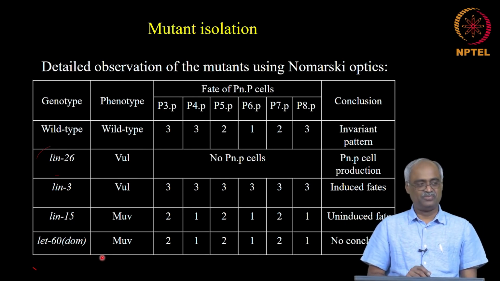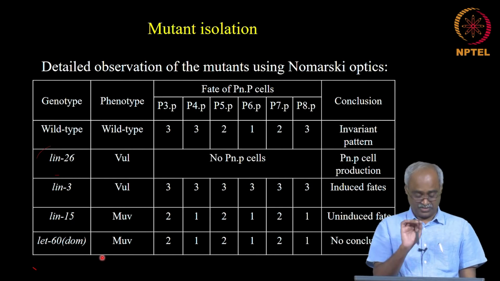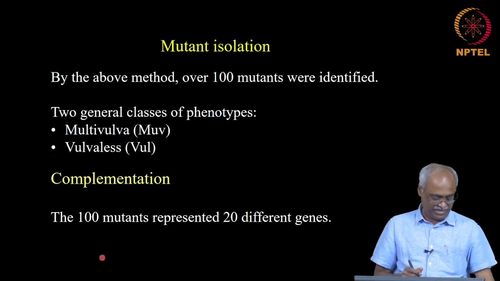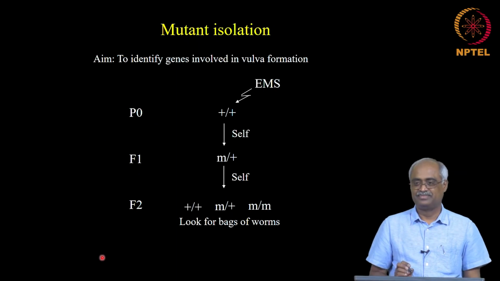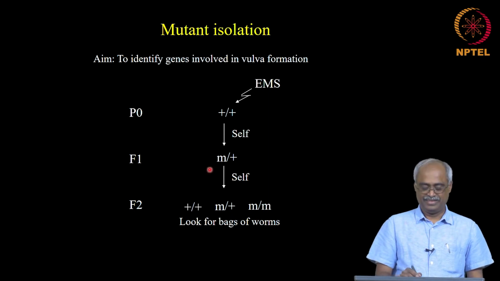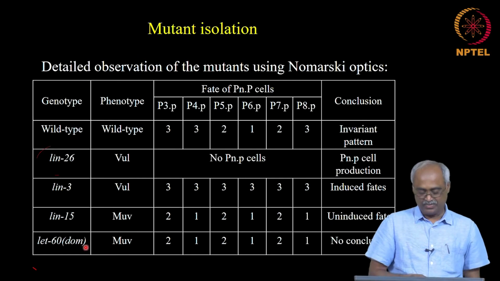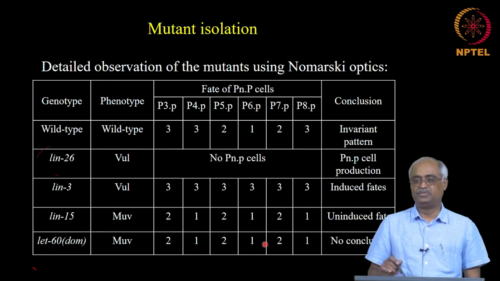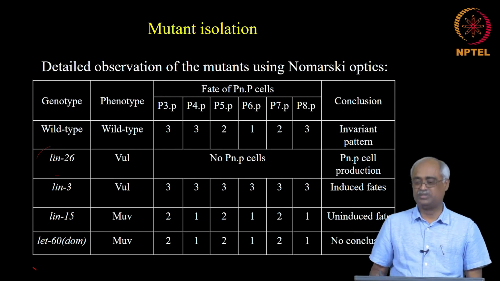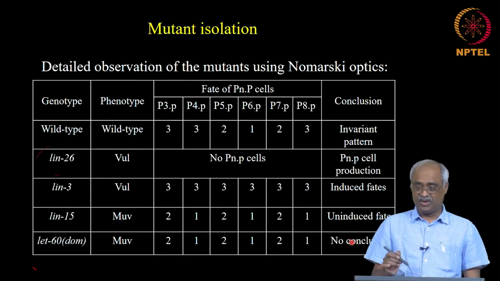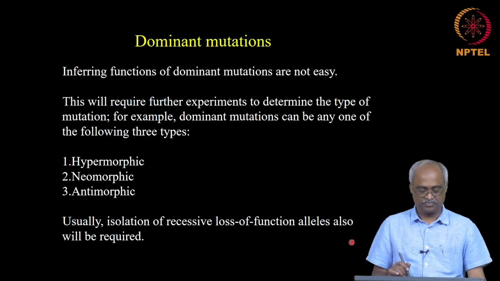So, in this screen how would we have identified this? You tell me, in this screen where I would have seen. To help you I will go back to that. You do not need to think that hard. In F1 you will have the phenotype. Let-60 dominant allele was again all induced fate, but we do not make a conclusion here, because we do not know what normally let-60 is doing during vulval development. So, when it is a dominant allele, it is not easy to conclude at this stage. The next slide tells you why.